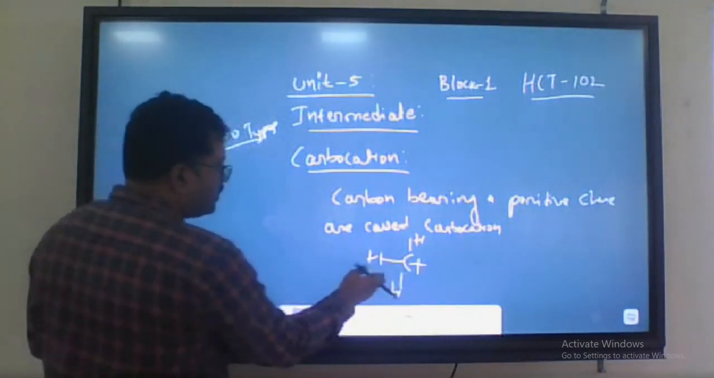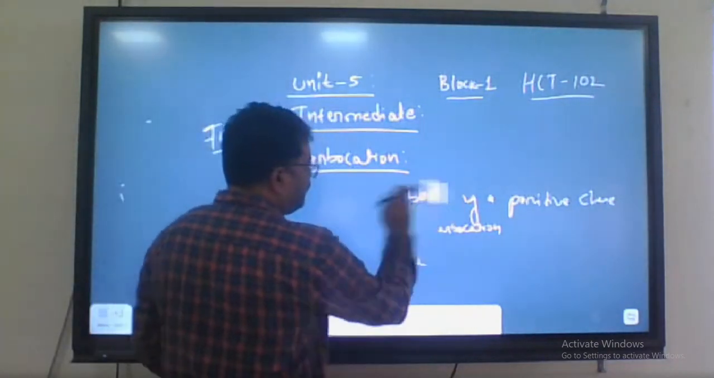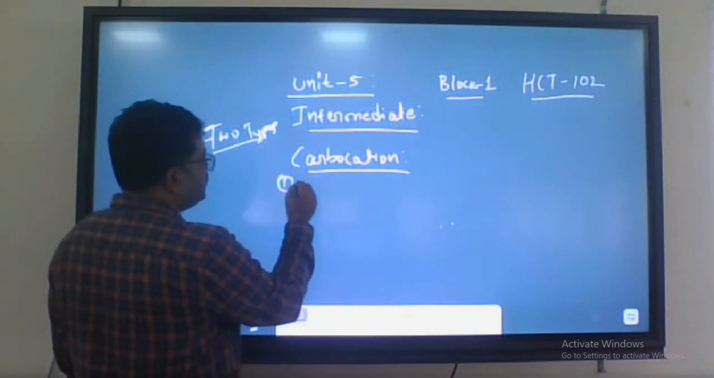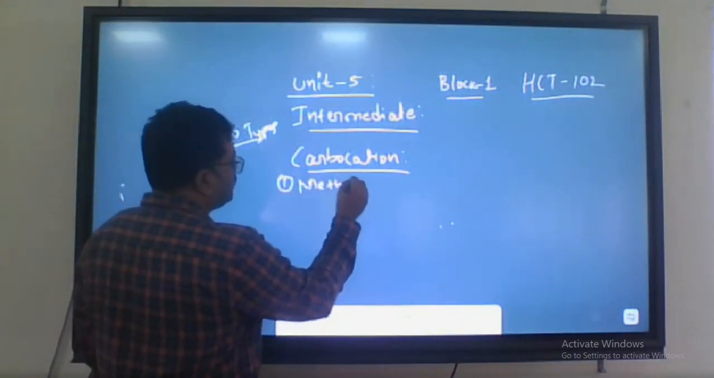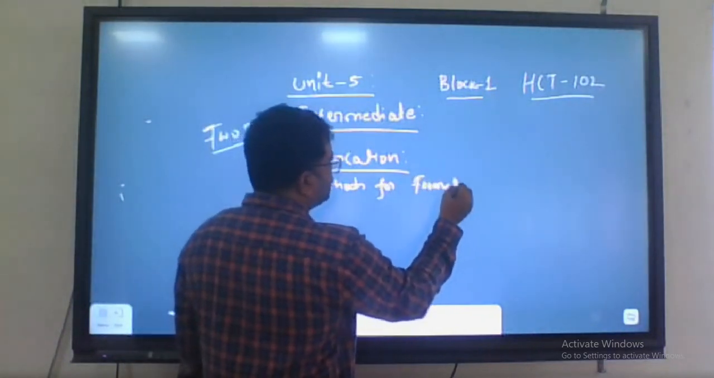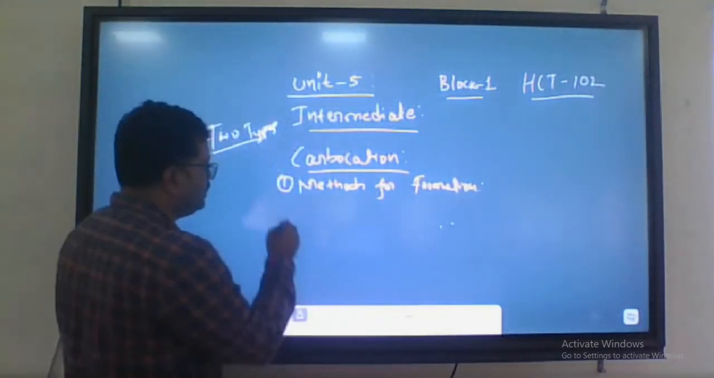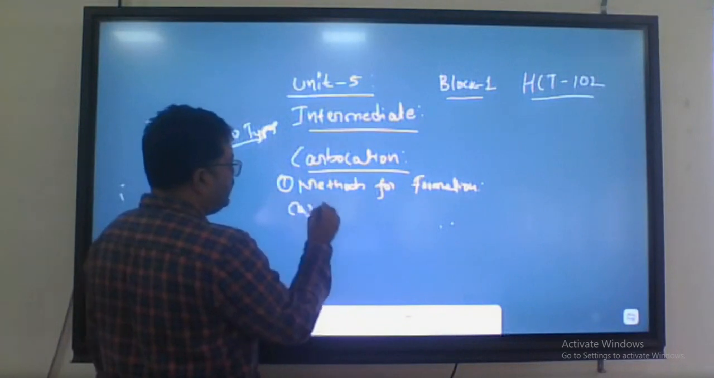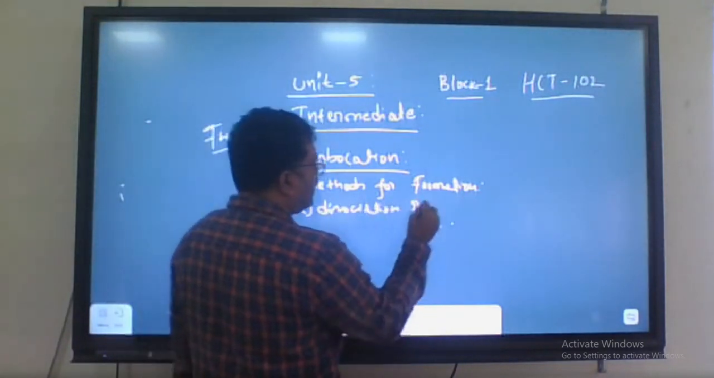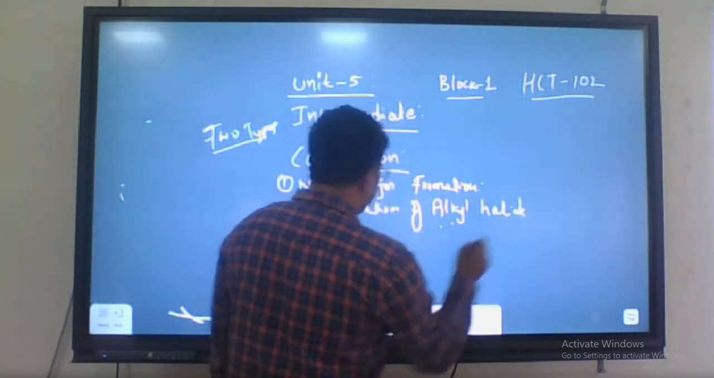So how to generate this carbocation? There are many methods for generation. Methods for formation. From one method, A, dissociation of alkyl halide. The simple reaction today.